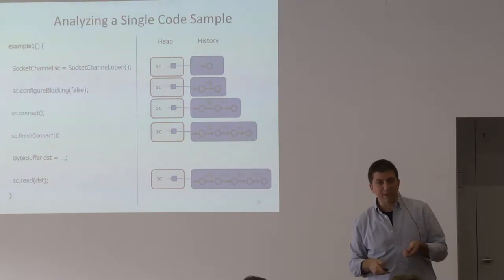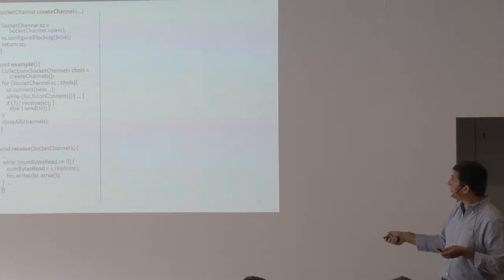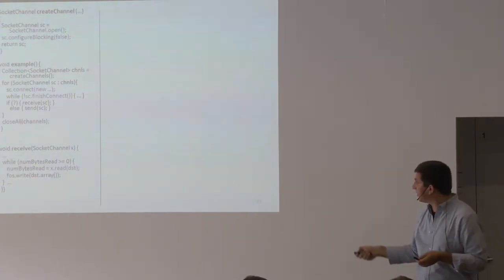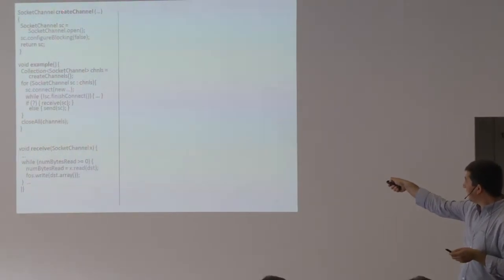Of course, this is not a representative program. It had no loop, had no multiple objects, so that was very simple. I can look at a different program like this, and this program already has allocation of many socket channels.